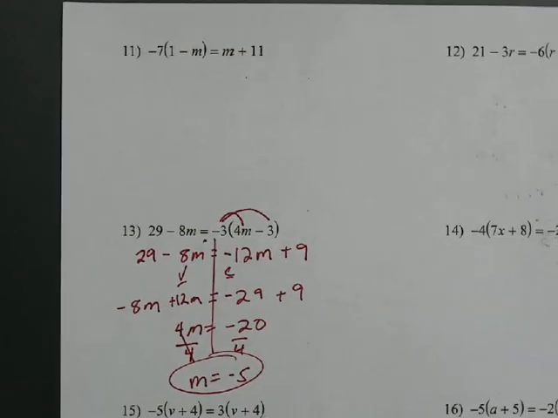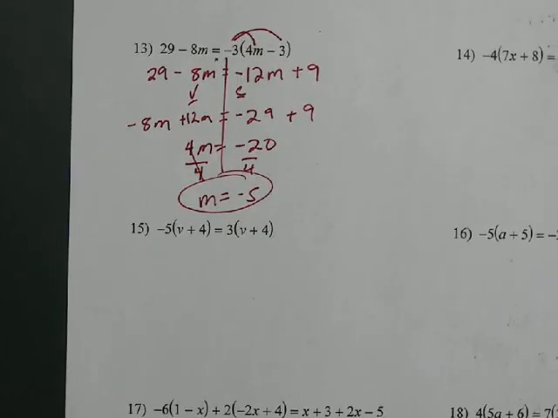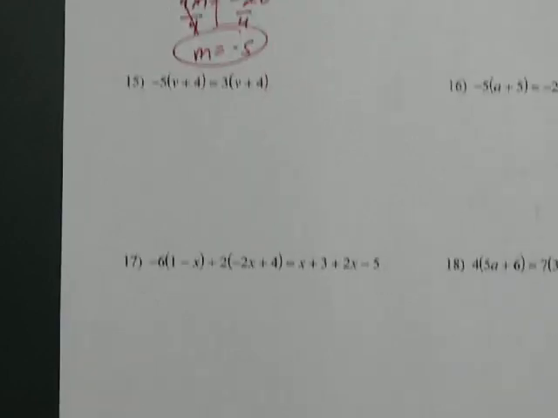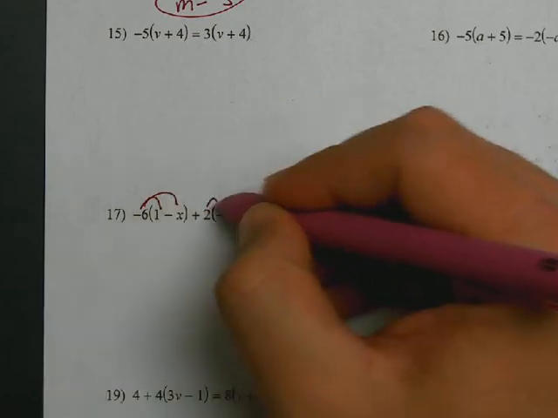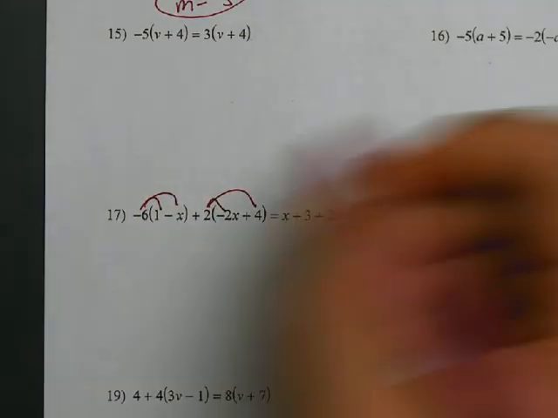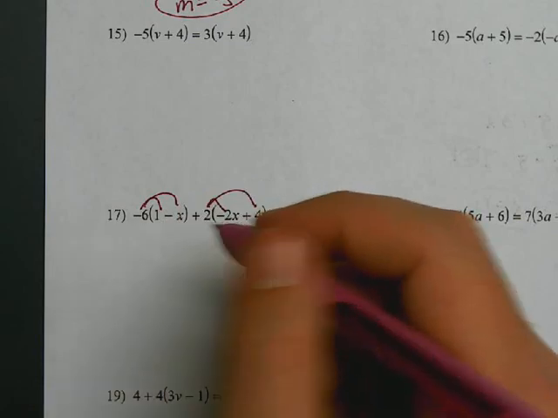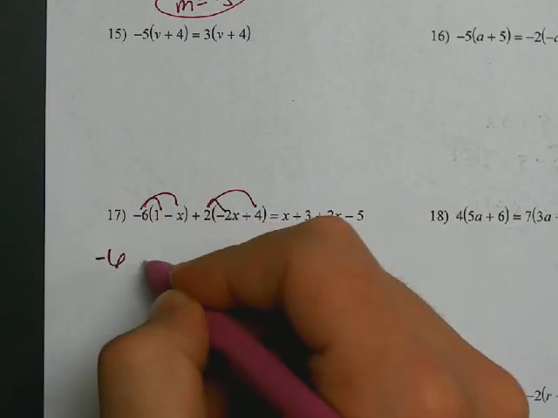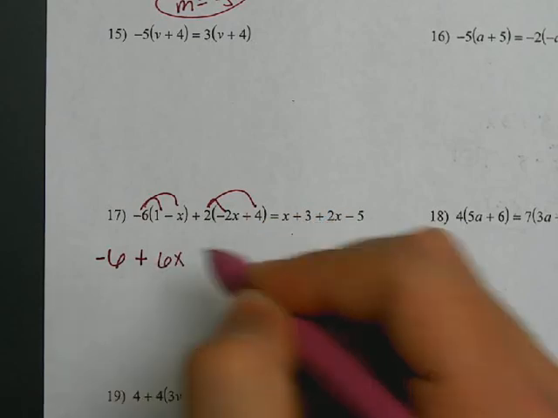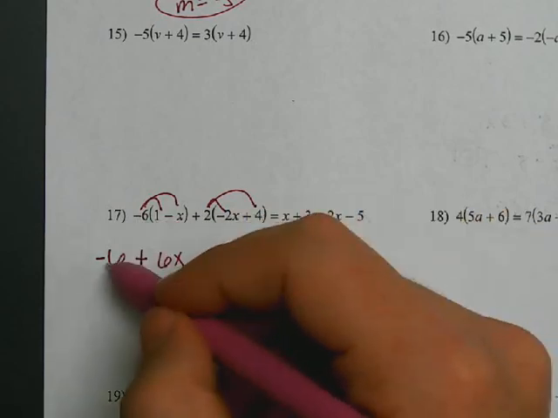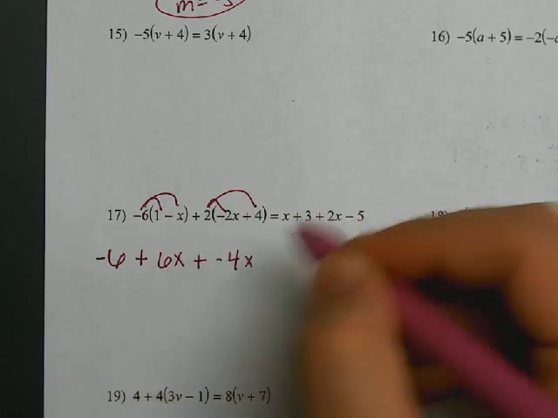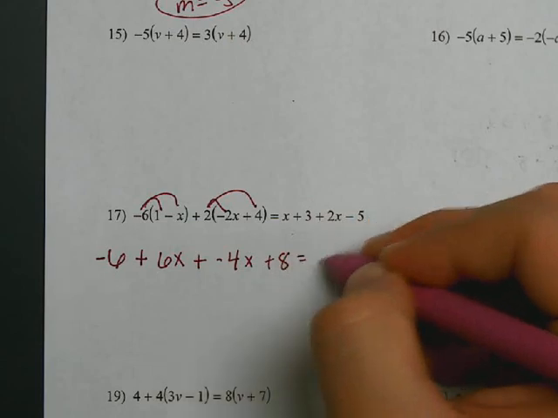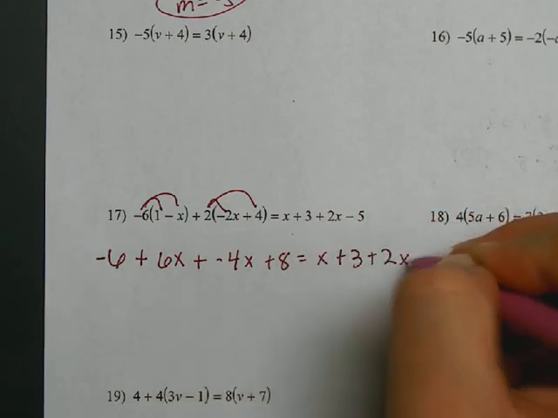Okay. Next one I'll do, and this will be the last one for this homework help video, will be number 17. So number 17, I've got to distribute twice. So distribute, distribute, distribute, distribute. So from there, I will have negative 6 plus 6x, because a negative times a positive is a negative, negative times negative is a positive, plus negative 4x plus 8 equals x plus 3 plus 2x minus 5.